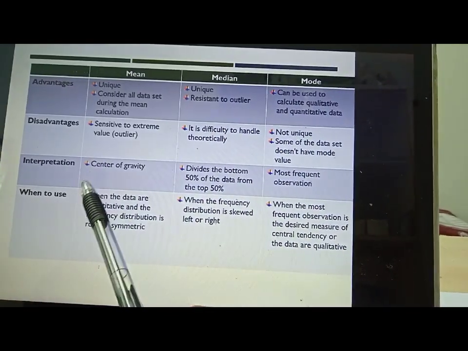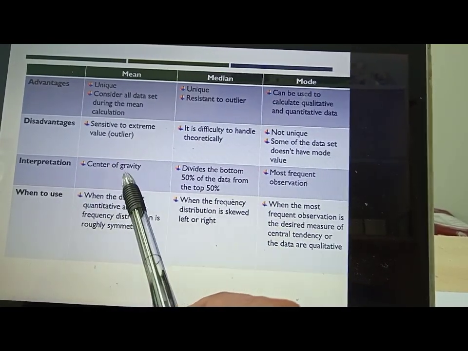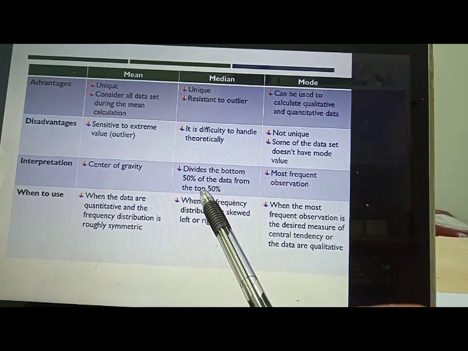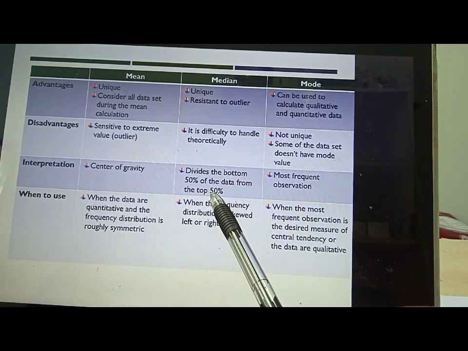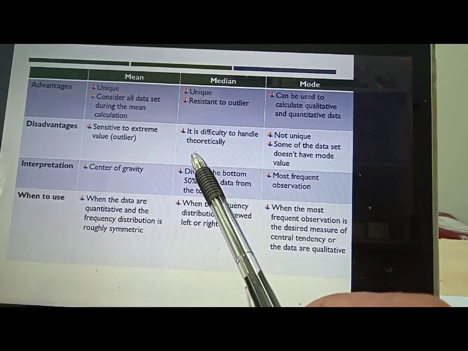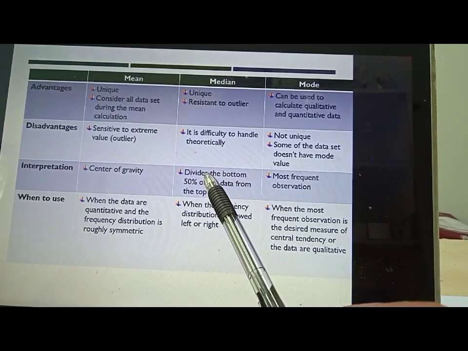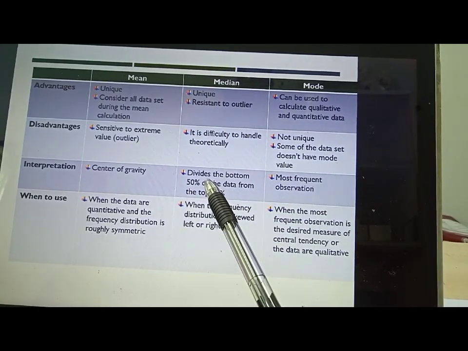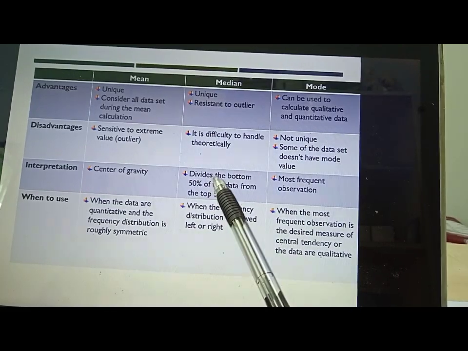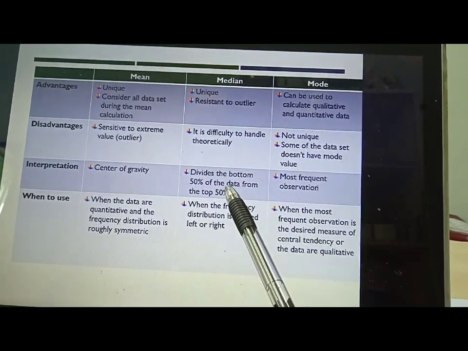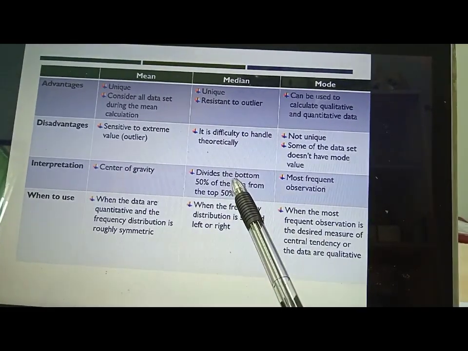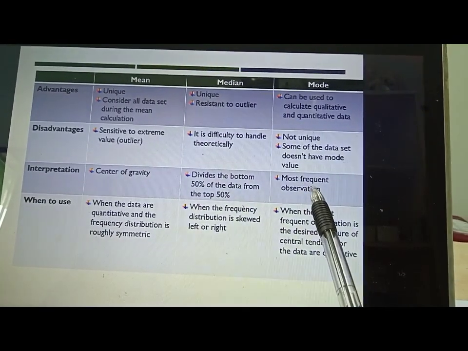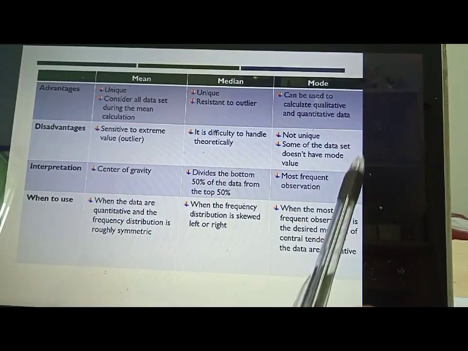Okay, for the interpretation of the mean, it is the center of gravity. Interpretation of the median, it divides the bottom 50% of the data from the top 50%. Meaning that the data is organized in ascending or descending order, so the one in the center, the middle part of the sequence, is the median. It divides the data half and half. Mode is the most frequent observation. So this is how we interpret mean, median, and mode.